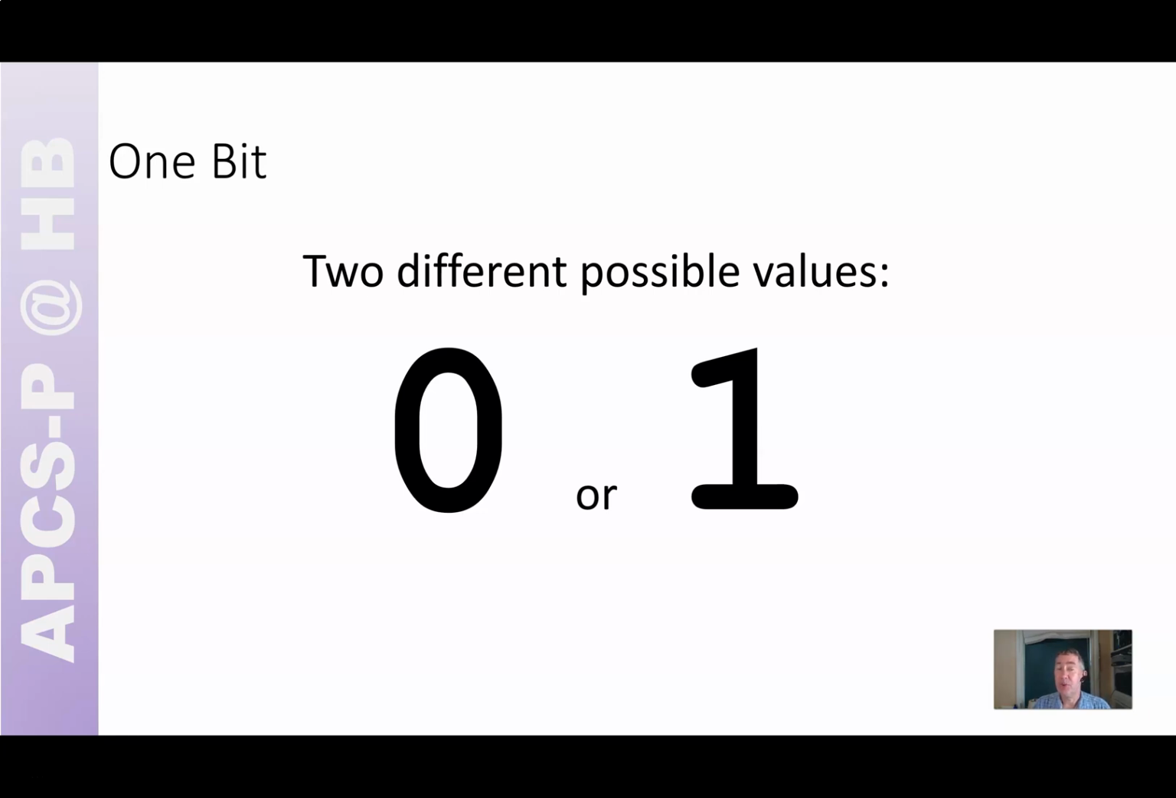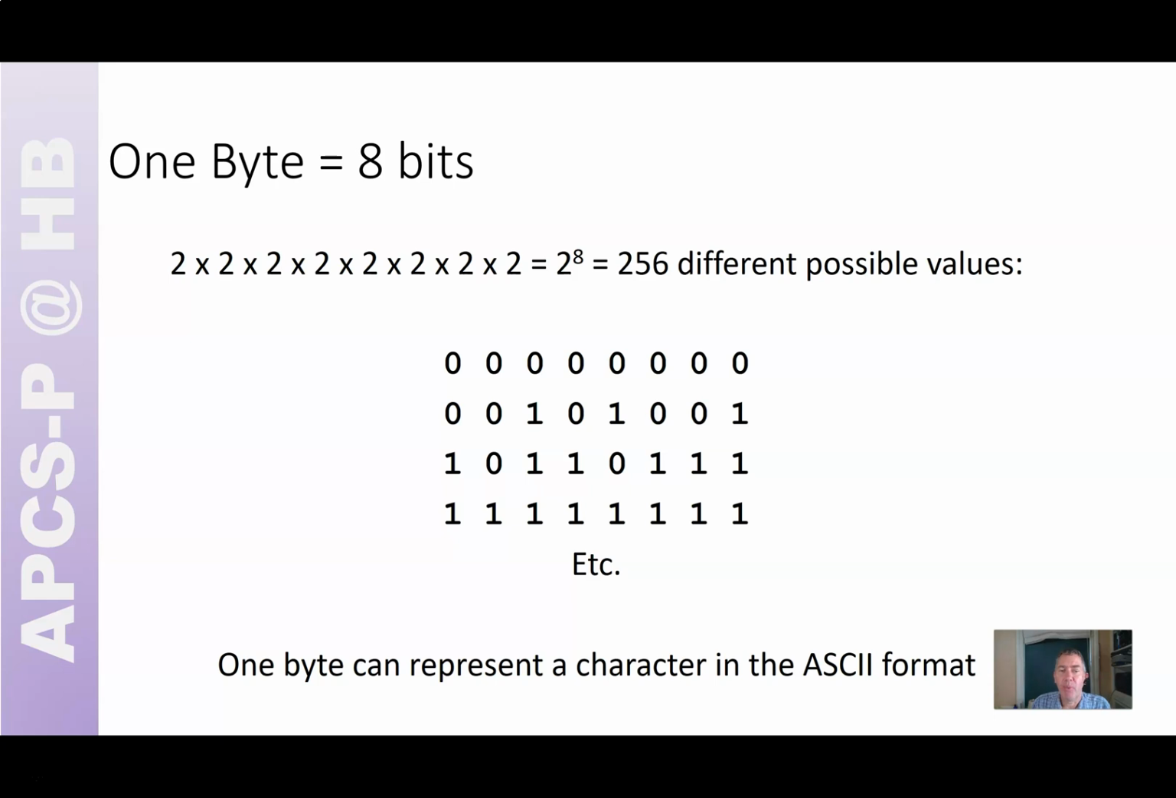Binary, base 2: 1 bit of data has only 2 possible values, 0 or 1, true or false, on or off. Only 2 possible values, and everything else is made up of that. That is 1 bit. 1 byte is 8 bits. And because you have 2 choices for the first bit, 2 choices for the second, 2 for the third, 2 for the fourth, 2 for the fifth, 2 for the sixth, 2 for the seventh, and 2 for the eighth, there are 2 to the 8th or 256 different possible values that 1 byte can hold.